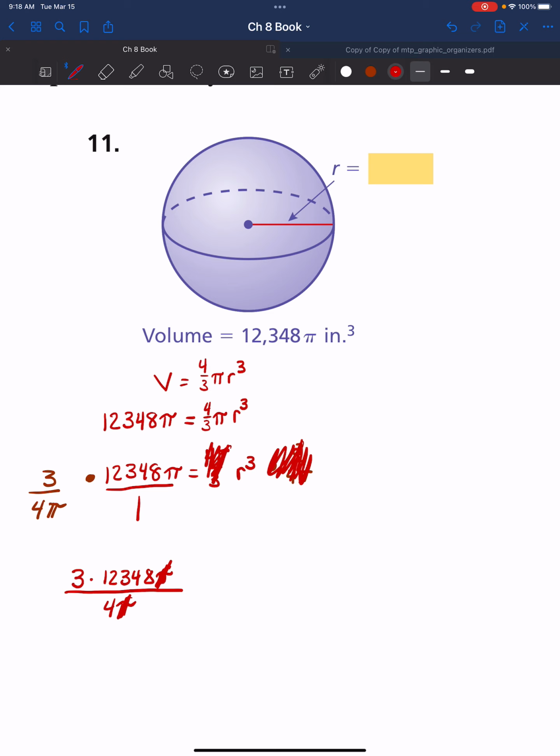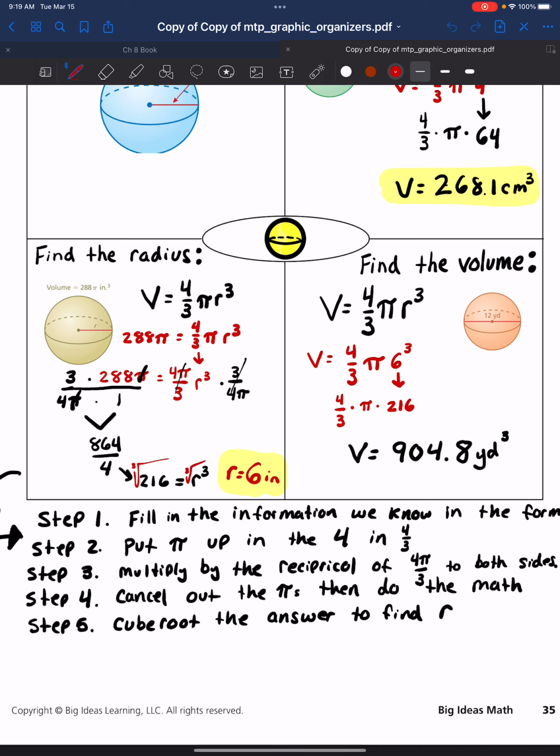I've got 3 times 12,348. Oops, I don't want to forget the equals r cubed over here. Sorry. Okay, so I've got those top numbers multiplied. Now I'm going to divide it by 4. And now I've got 9,261 equals the radius cubed. Oh my gosh, you guys, we're so close to being done. In our steps, we just canceled out the pi's and just did the math.